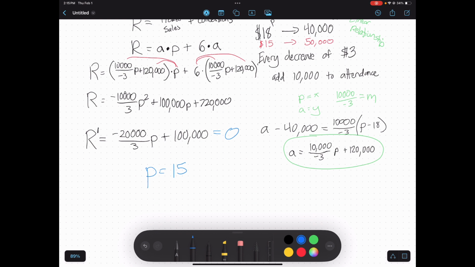Very nice. So notice there's only one critical point. So I can go ahead and assume that this is what's going to maximize my profit. This is what's going to maximize my revenue because it's the only critical point. 15 what? Once again, P represents price. So this is setting my ticket to $15 a ticket.